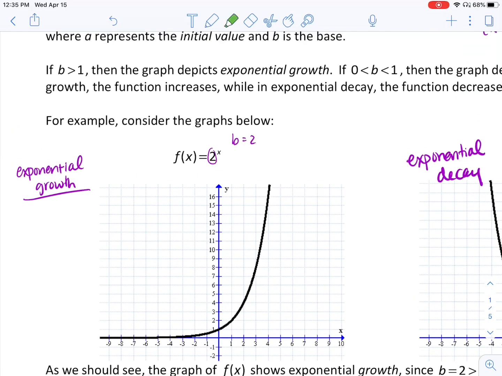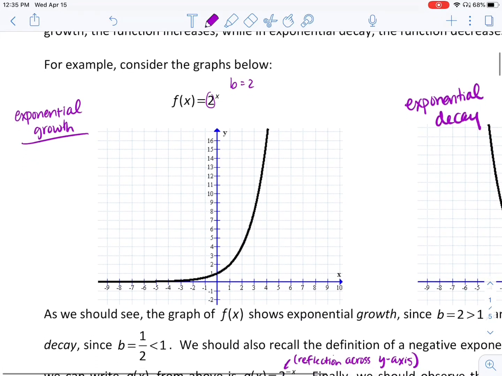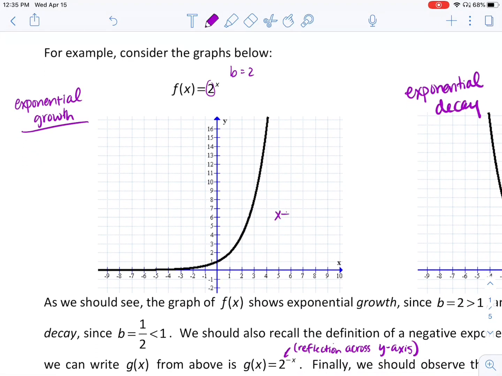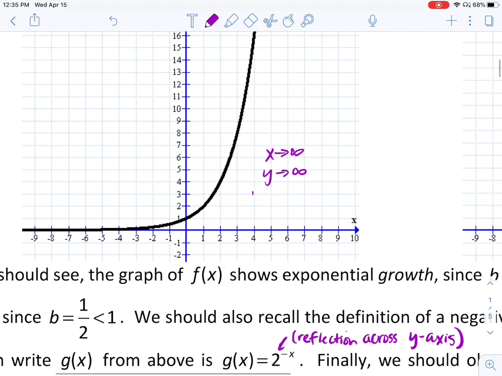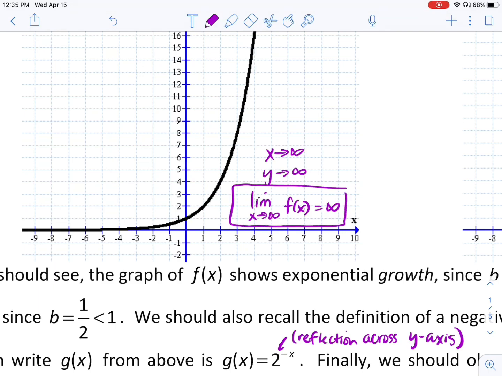I'll go ahead and give you the relationship that if b is bigger than 1, then your graph of the exponential function will show exponential growth. As x values get bigger, the y values get bigger and bigger as well. That tells us something about the end behavior: the limit as x approaches infinity of the function is equal to infinity for an exponential growth model.